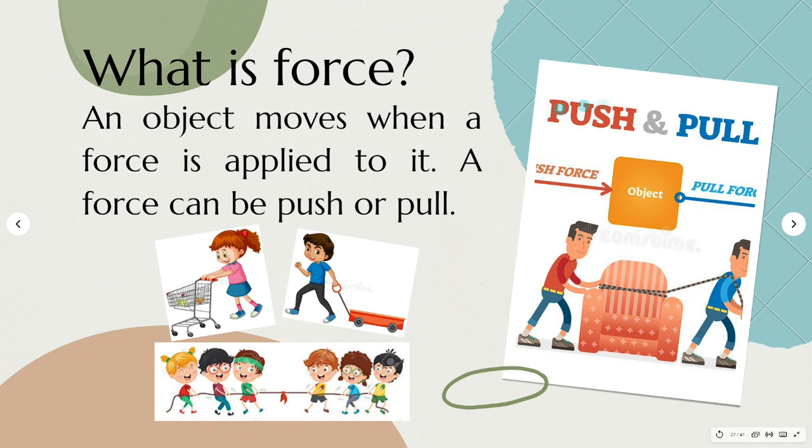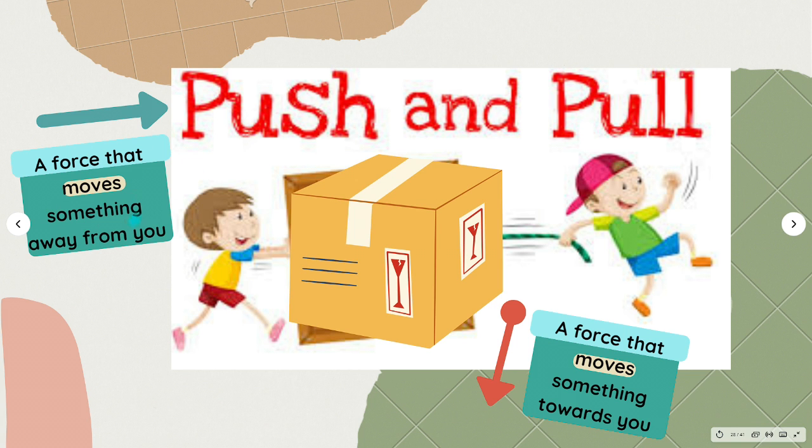In this picture, these two boys are using a push and a pull. This boy is pushing the box, and this boy is pulling the rope or the string. Remember, push is a force that moves something away from you. So this boy is moving this box away from him. So he's pushing. And this boy is moving something towards him, and that is the string. He is pulling the string.